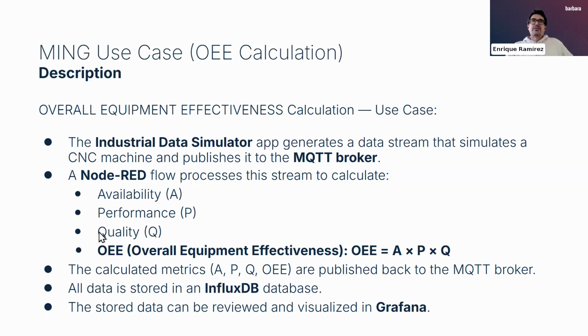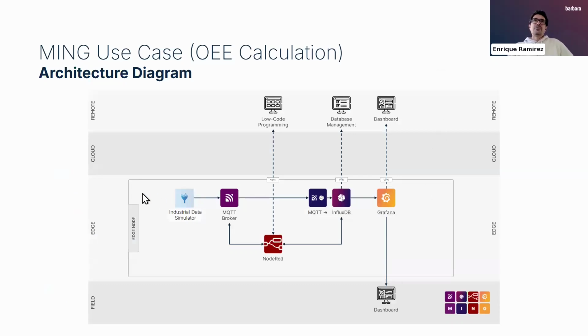And finally, we have the quality. The quality is calculating how many products have been well done versus how many of them have any problem in the manufacturing process. Okay, so this way we calculate these three parameters using Node-RED. Finally, we will multiply them, and then we will have the OEE calculation. We will push all this data again to the MQTT broker. Then it will be moved to the Influx database, and finally we will have all this visualized in Grafana. Okay, so this is what we're going to deploy.